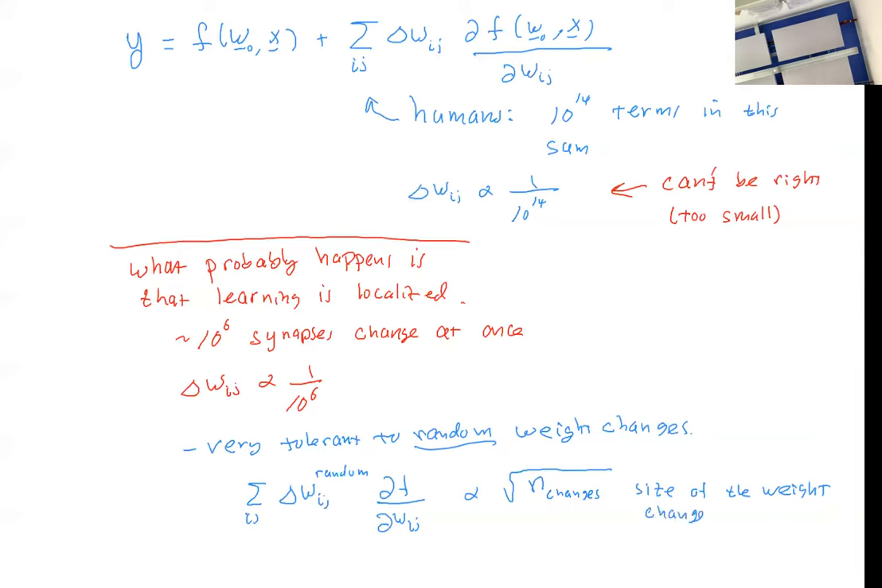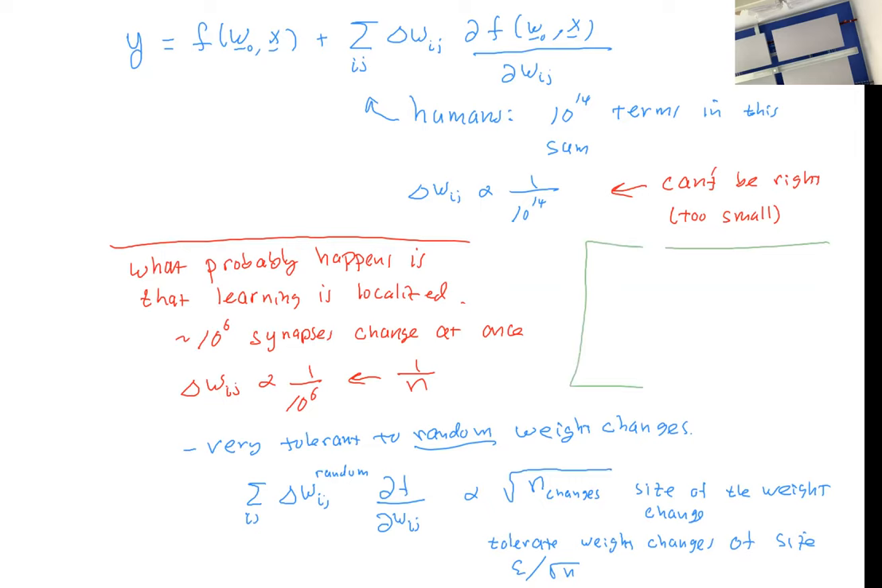Okay. That means you can tolerate weight changes of size epsilon over the square root of n, okay? And that's very different from this thing, right? Which is 1/n, okay? So if n is a million, take an example.